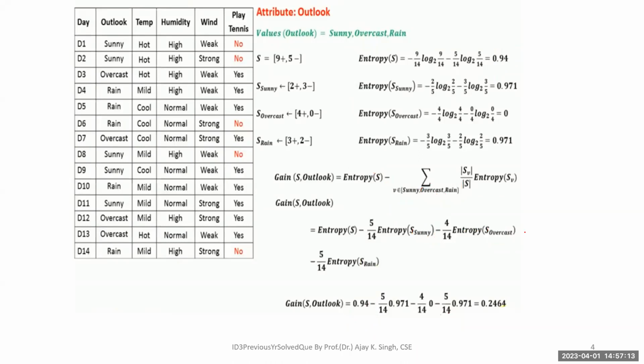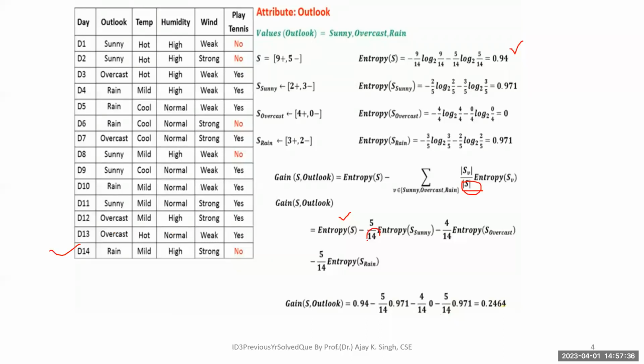Now, the formula is saying that this entropy has already been calculated: the entropy of the total system. Now we are going to go for the entropy of sunny. What is the formula? SV by S. S is the total cases. How many cases are there? 14 days are there. 14 cases are there.